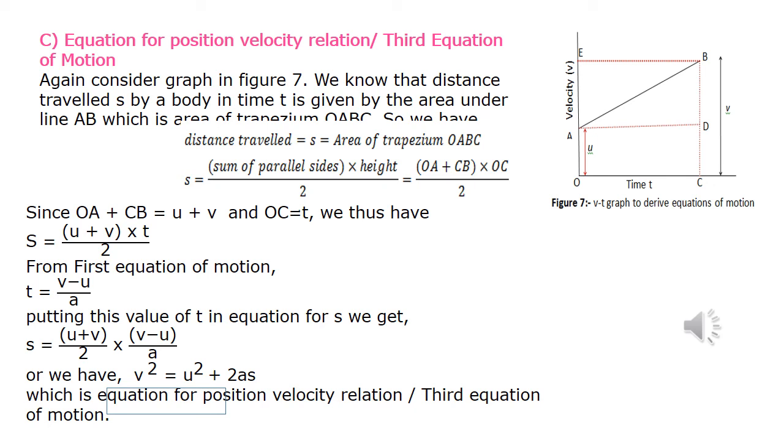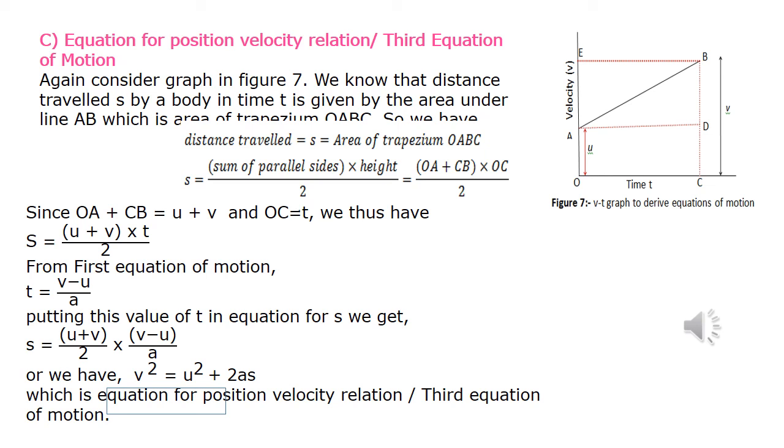Now we'll see how to derive the third equation of motion from the velocity time graph. We'll use the same logic, that the area enclosed between the velocity time graph AB and the time axis will give us the distance travelled. Since OA plus BC is equal to u plus v, and OC is equal to t, we can easily write that s is equal to u plus v into t by 2.